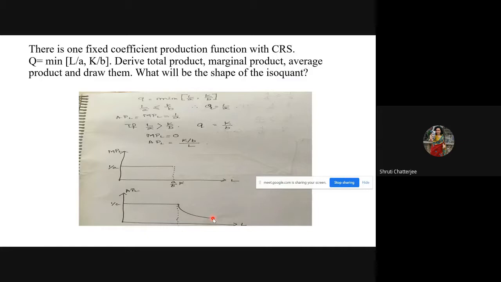Ma'am, can we explain it in another way? APL equals K by B divided by L. Here K by B is constant. So when L increases, then APL falls. So the slope decreases. Yes, that is actually the property of a rectangular hyperbola.